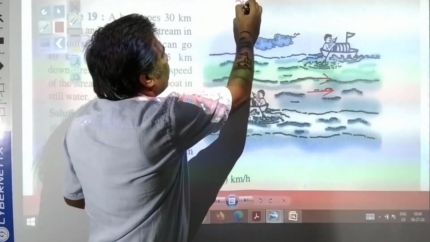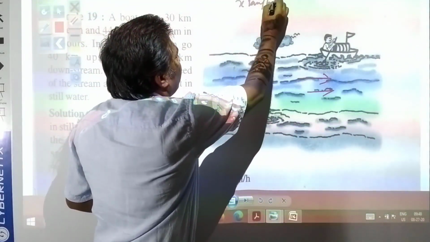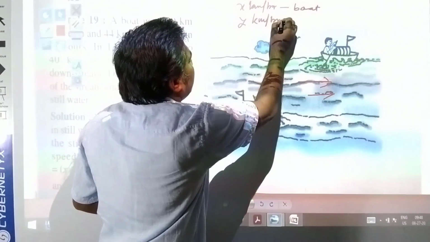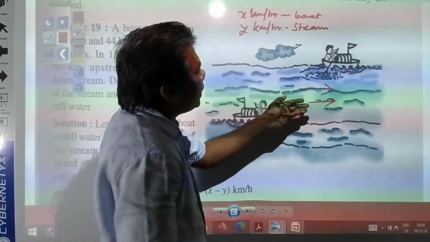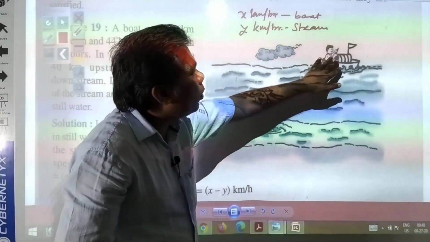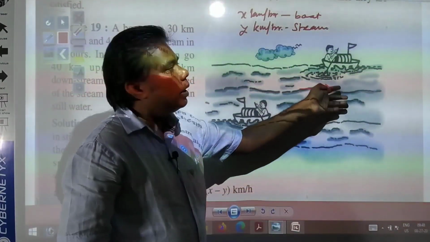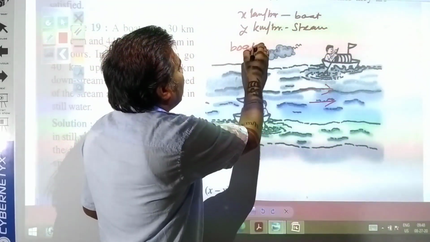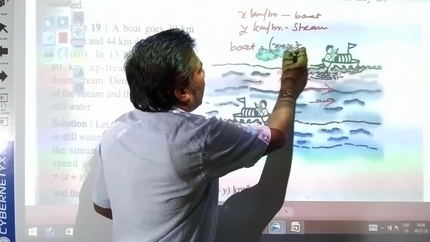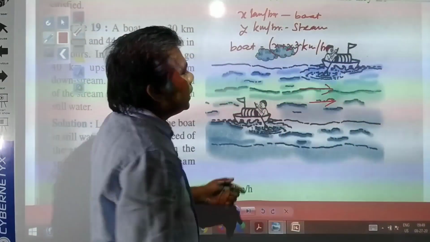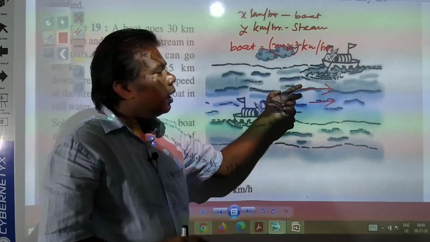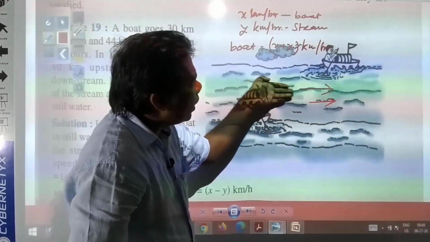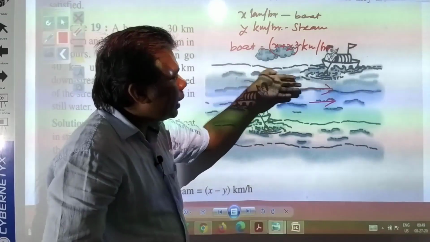So x km/h you have as the speed of the boat and y km/h you have as the speed of the stream. So if the boat is running downstream, then the speed of the boat will be what? In downstream, this is in still water. So in downstream the speed of the boat will be x plus y km/h. So the speed of the boat in still water and the speed of the stream together will be the speed of the boat in running water or downstream.